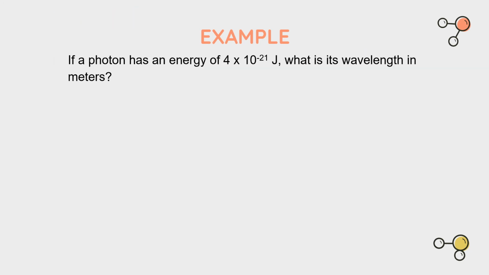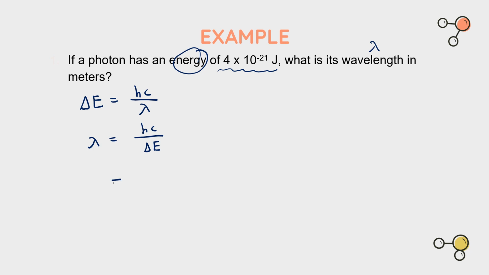If a photon has this amount of energy, what is its wavelength in meters? To find this answer, you can use this formula: delta E equals to hc over lambda. Lambda is the wavelength. So rearrange this formula, we will have lambda equals to hc over delta E.